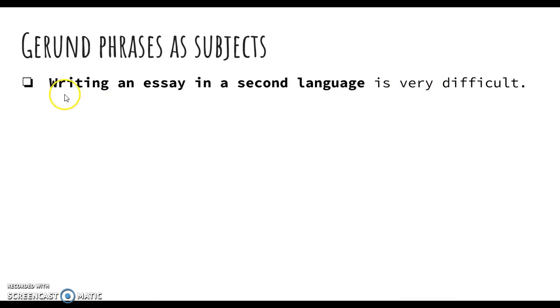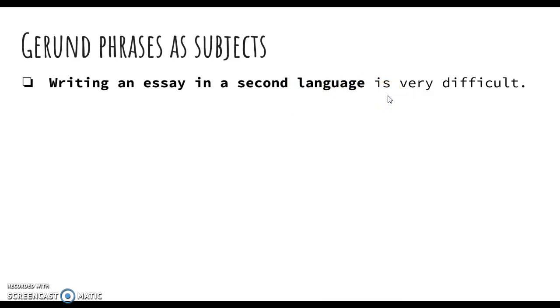So we start the gerund phrase with a gerund, and then we have all the modifiers and objects that follow it included in the gerund phrase. So "writing an essay in a second language" is actually the subject of this sentence. This whole idea is the subject of the sentence, and the verb is.